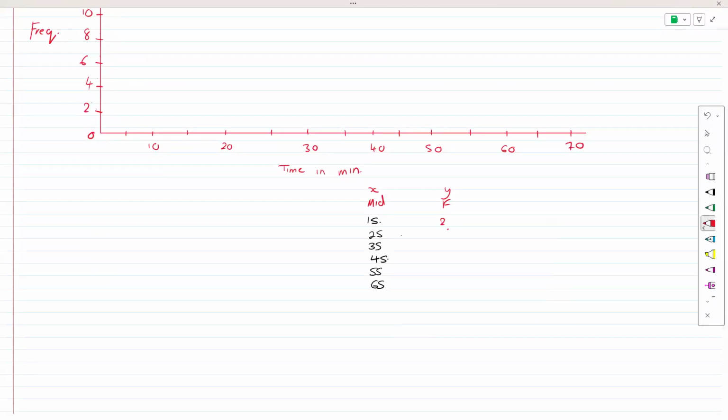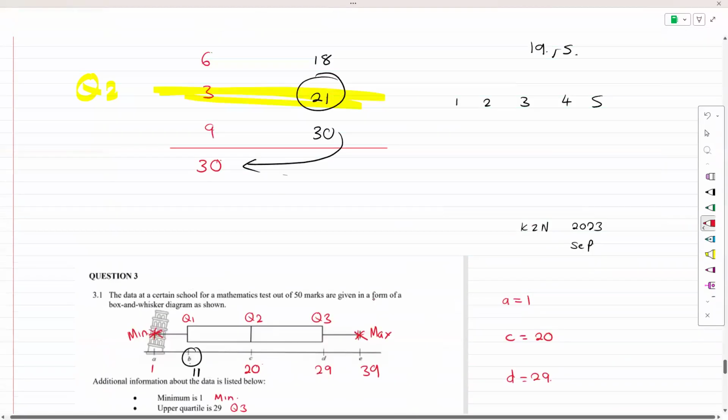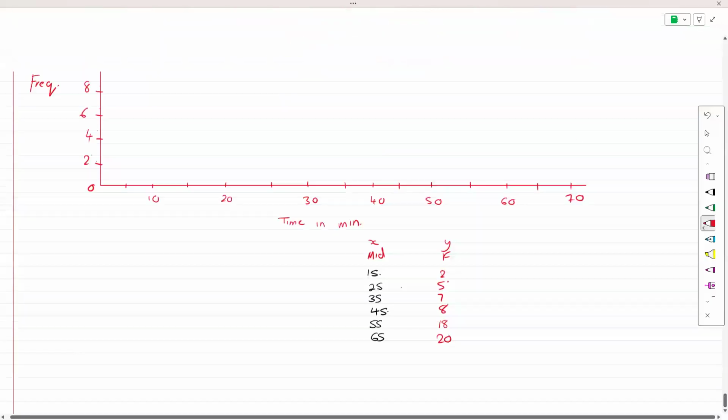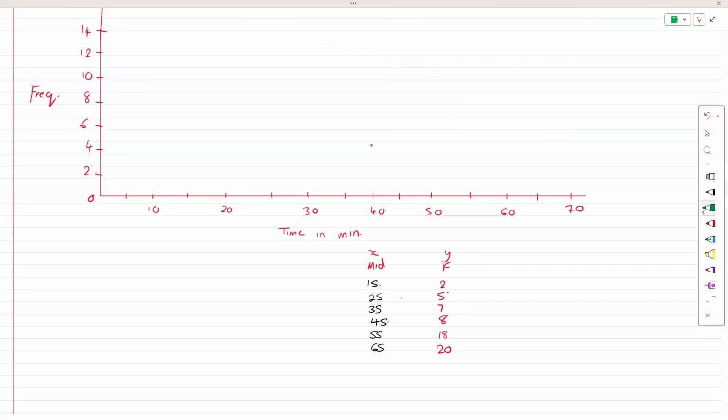2, 5, 7, 8. And if I'm not mistaken, I think 12, 20, 18, 20. Okay, cool. So all I'm going to do is I'm going to go to 15. You can put 5 and this as 0 if you wanted to. I'm going to go to 15. 15 is going to be at 2. 25 is going to be at 5, which is there.